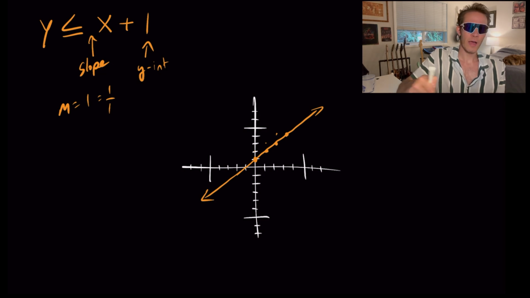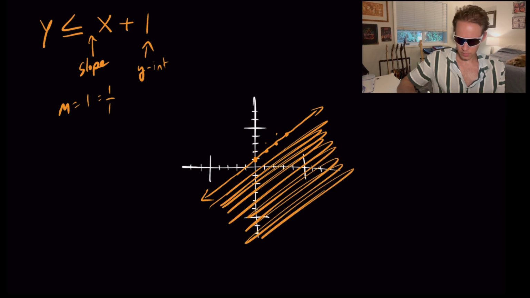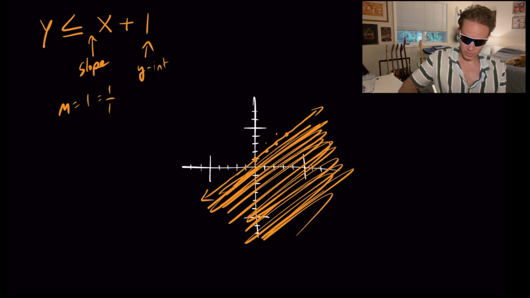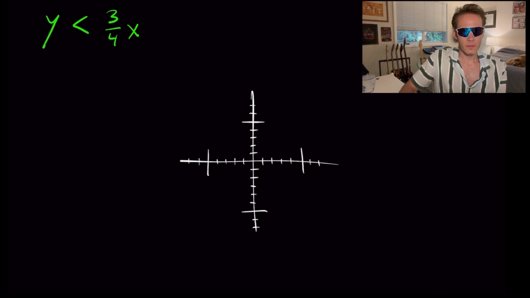And since it's y is less than or equal to, this time we're going to shade below the line. So all of these points below the line are going to be solutions, as well as the ones actually along that line, because it is a solid line. Okay, y is less than 3/4 x.